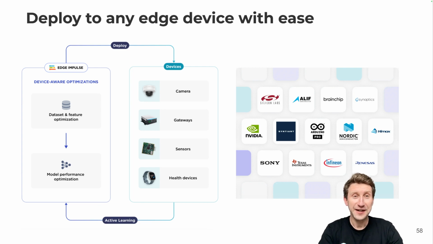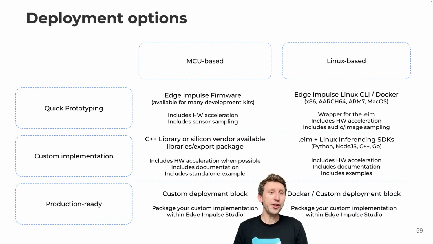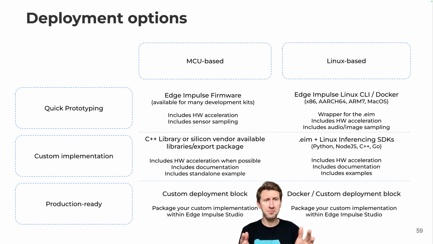If I'm not mistaken, I think we support the largest ecosystem of silicon vendors that works the same way with our tool. This is great. Depending on where you are with your journey, you might consider different deployment options. If you're just evaluating Edge Impulse, something I've not even mentioned, you can use your laptop or your smartphone just to test your models. This is super easy to do.